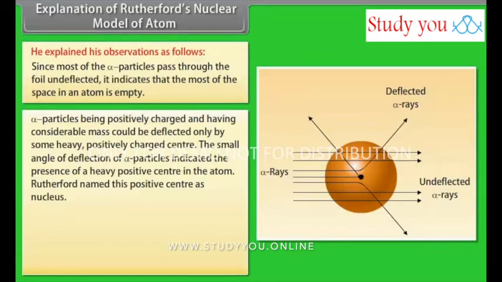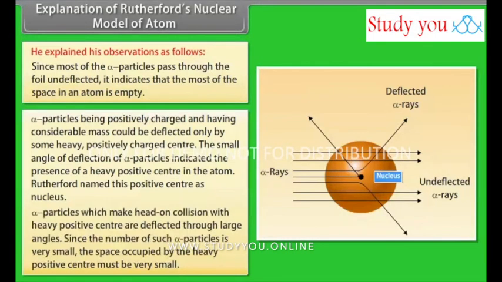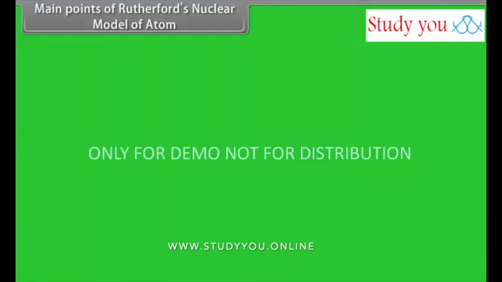Rutherford named this positive center as nucleus. Number 3. Alpha particles which make head-on collision with the heavy positive center are deflected through large angles. Since the number of such alpha particles is very small, the space occupied by the heavy positive center must be very small. Main points of Rutherford's nuclear model of atom.